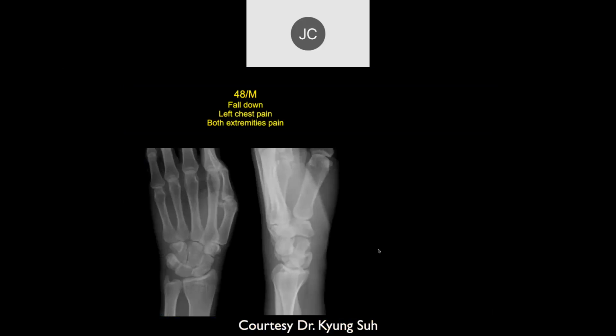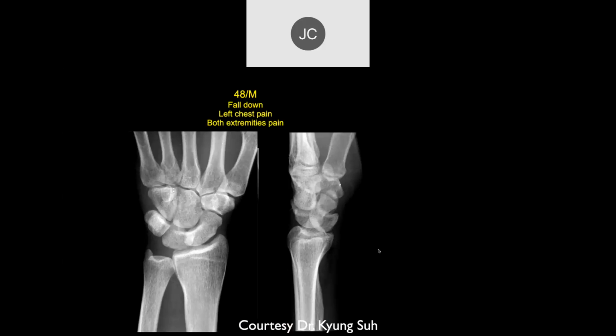Left chest pain. All right, frontal radiograph. I don't see much. This is a mid-carpal dislocation.